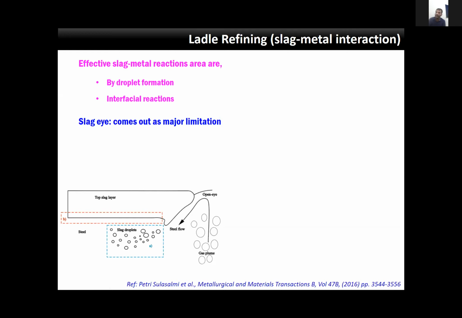As I already told, if you inject argon, then there is slag eye formation, and that slag eye comes out as a major limitation of the process because the metal is getting exposed to the atmosphere. The metal has a chance to get reoxidized. The alloying elements will fade out and it can trap oxygen from the atmosphere. For all these reasons, the slag eye is a limitation of the purging process. So you have to optimize these two things, droplet generation and slag eye formation. That's one of the major limitations of the existing process, so the LF practice needs to be optimized.